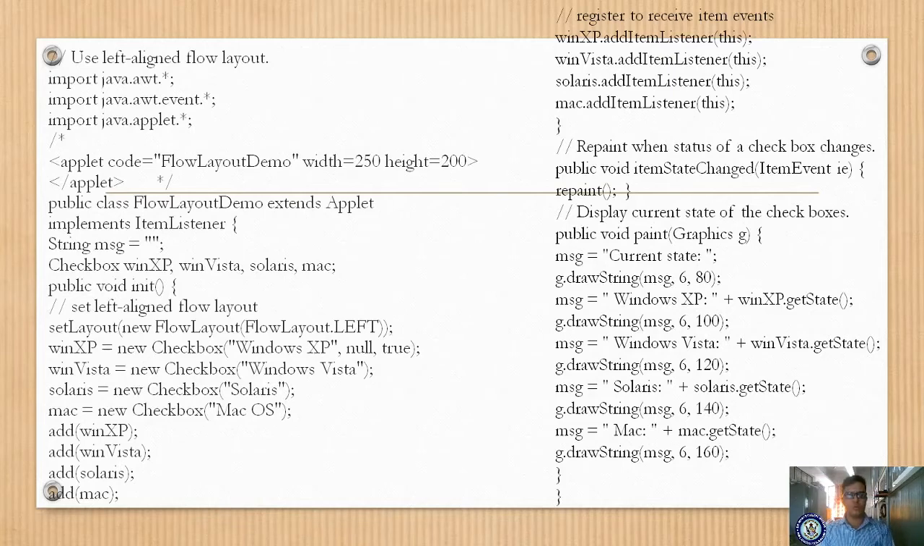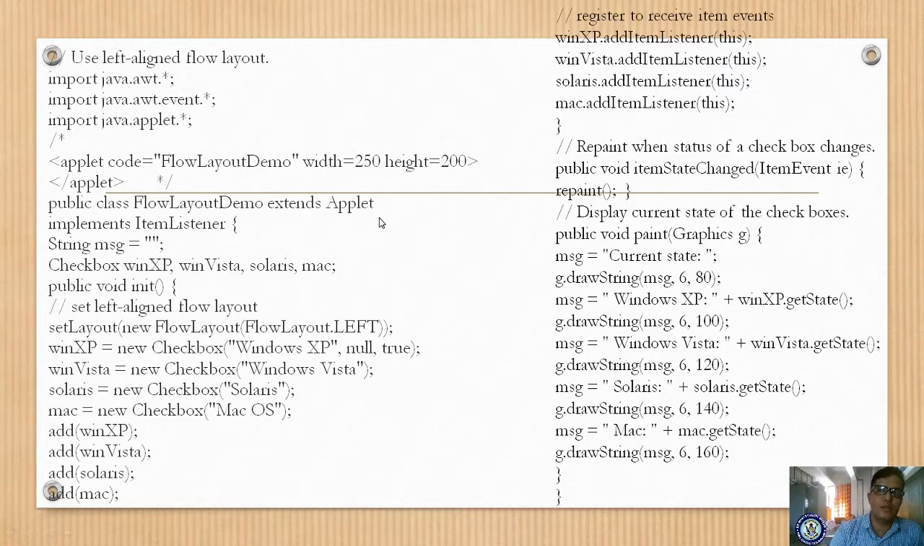Now you have to pay more attention to this program. These packages are common: import java.awt.*, import java.awt.event.*, import java.applet.*. These packages are important. Next you write the applet tag, with applet code FlowLayoutDemo. The name of the class is FlowLayoutDemo, and you have specified width and height, and you have closed the applet tag. Now you write the class: public class FlowLayoutDemo extends Applet.